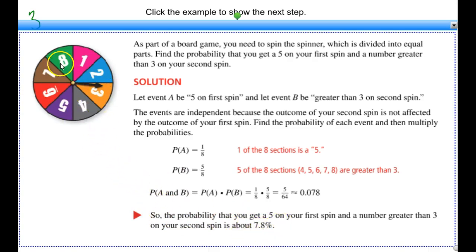So when events are independent, I just find the probability of each happening, and then I can multiply them together.